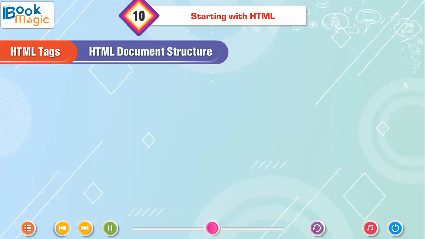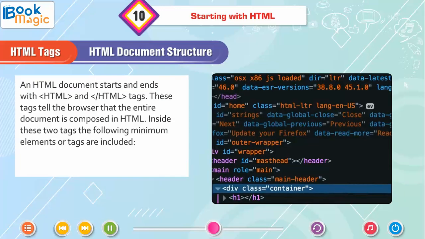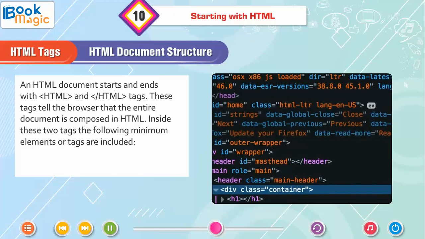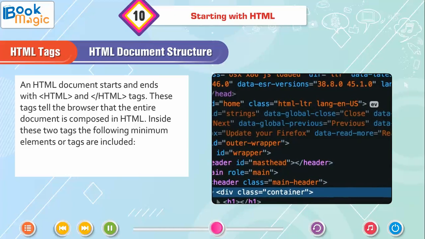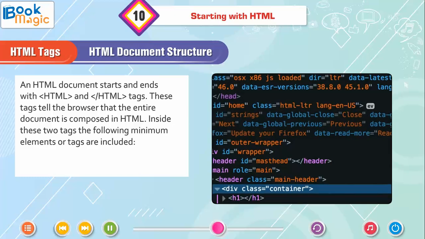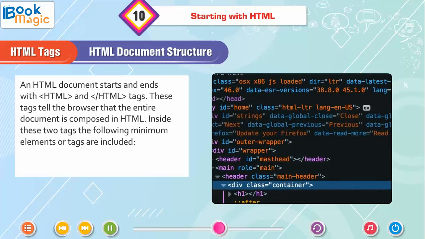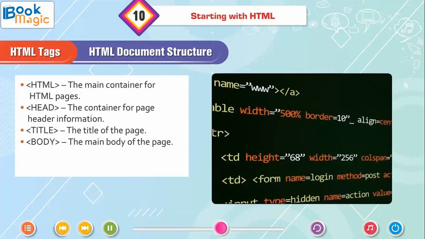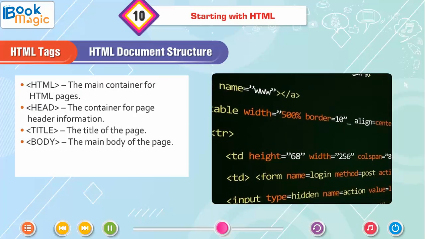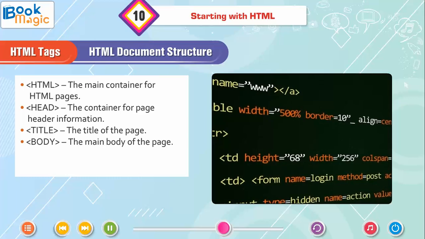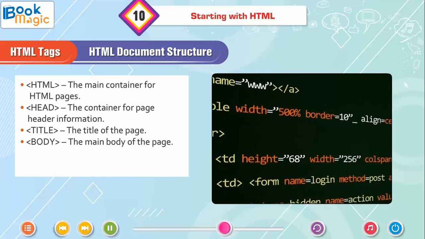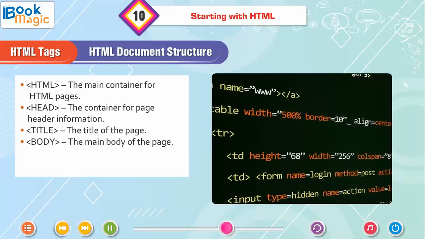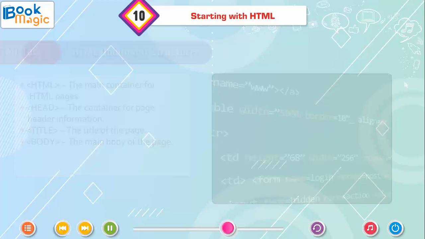HTML document structure. An HTML document starts and ends with the HTML open tag and HTML close tag. These tags tell the browser that the entire document is composed in HTML. Inside these two tags, the following minimum elements or tags are included. Open HTML tag, the main container for HTML pages. Open head tag, the container for page header information. Title tag, the title of the page. Body tag, the main body of the page.